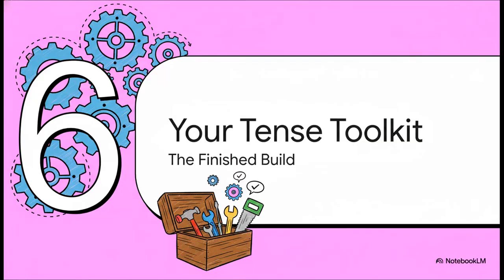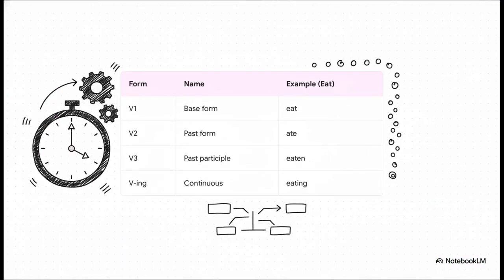Okay, we've walked through the entire blueprint. The building is finished. Now let's get your personal toolkit ready so you can actually go out and use all of this with confidence. This right here, this is your essential cheat sheet. To build all those tense structures we just talked about, you really just need to know these main parts of a verb. V1 is the base, V2 is for the simple past, and V3, the past participle, is the one you need for all those perfect tenses.